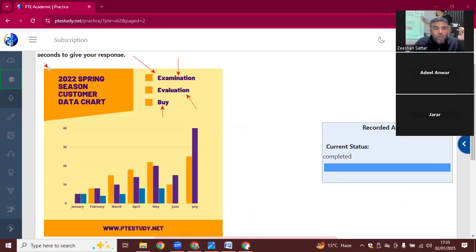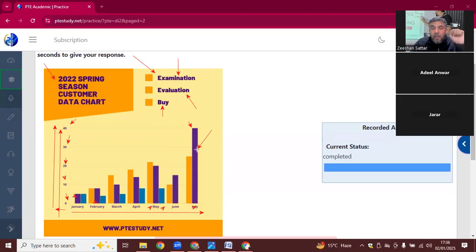2022 spring season customer data chart is the title of the diagram. This is our content. It is your y-axis, and this contains numbers 40, 30, 20, 10, 0. These all are the contents. 0 minimum, 40 maximum. These all are the contents. X-axis contains the months like January, February, March, April, May, June, and July. These all are the contents. These are the bars. These are the content.